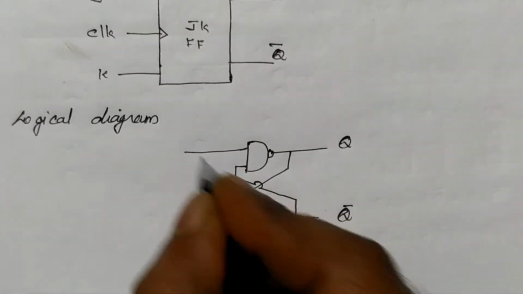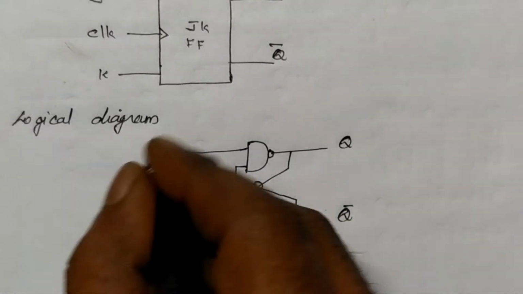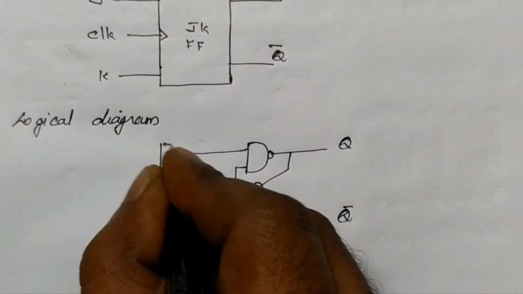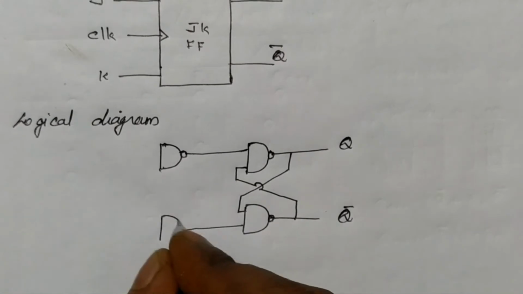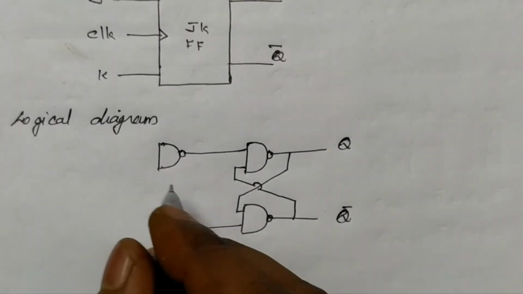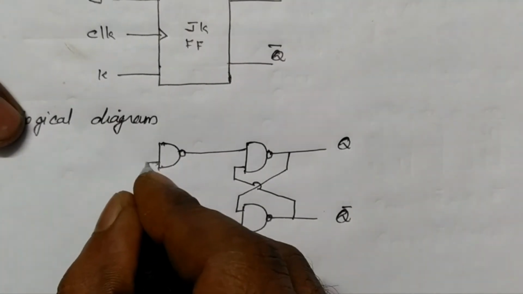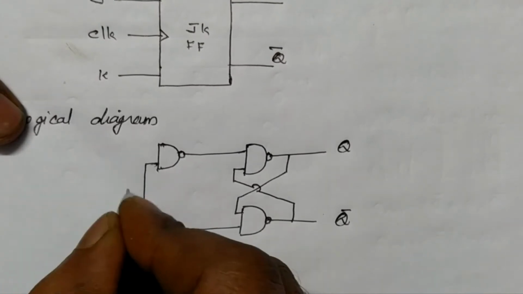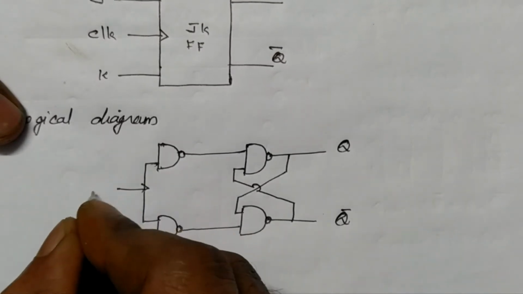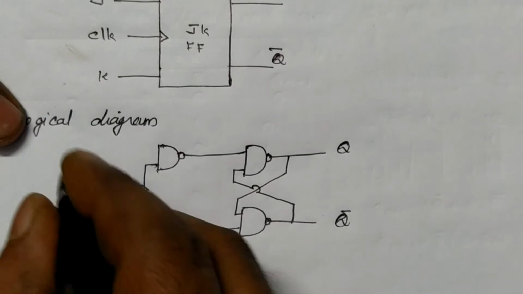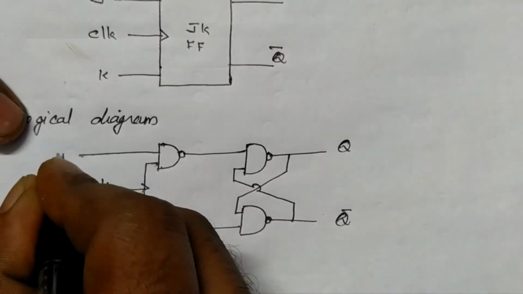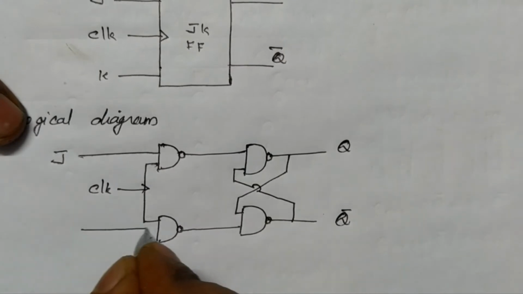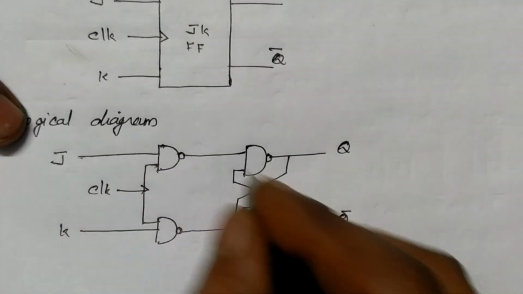Then we are going for the first level. At the first level we will have two NAND gates here, which are connected with a common clock input. Here the input is J, here the input is K.